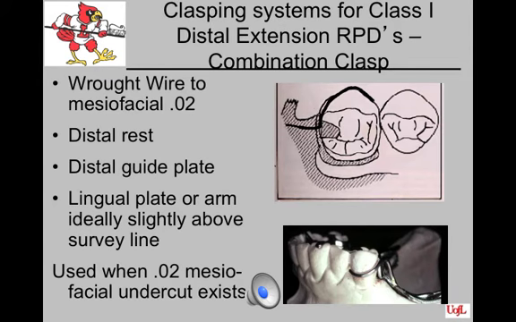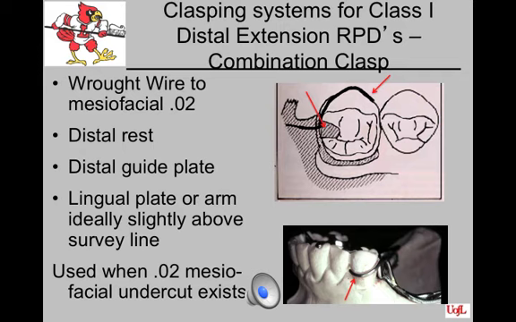Probably our second most popular system is the combination clasp, and the combination clasp consists of a wrought wire on the buccal surface that goes into a .02 mesiofacial undercut. It contains a distal rest, which is different from some of the others that we've had. Please note that. And there is a distal guide plate.